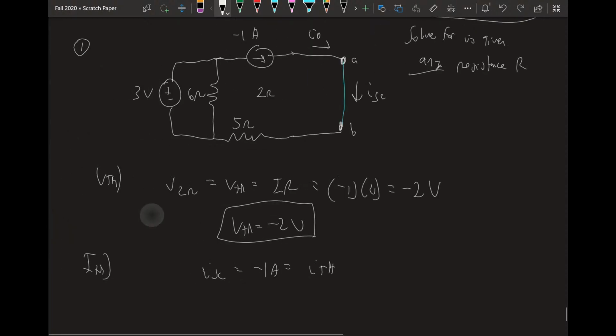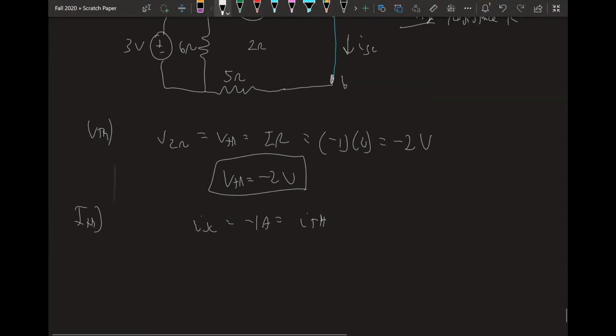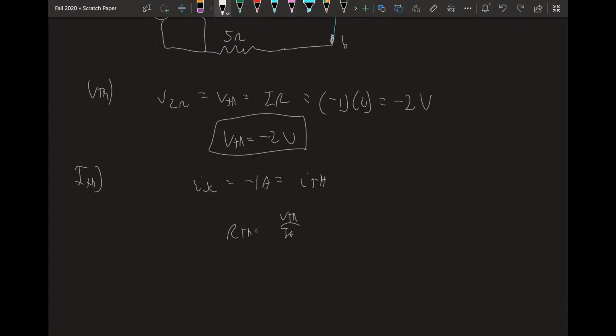So now here we could pause and we can say, all right, R Thevenin equals V Thevenin over I Thevenin, which equals -2 over -1, which equals 2 ohms. So a couple of good things here. One, we don't have a negative R Thevenin. That'll be a problem, right? And we solve for it. But let's solve for it independently to verify our work, and it's an exercise in how to do it.